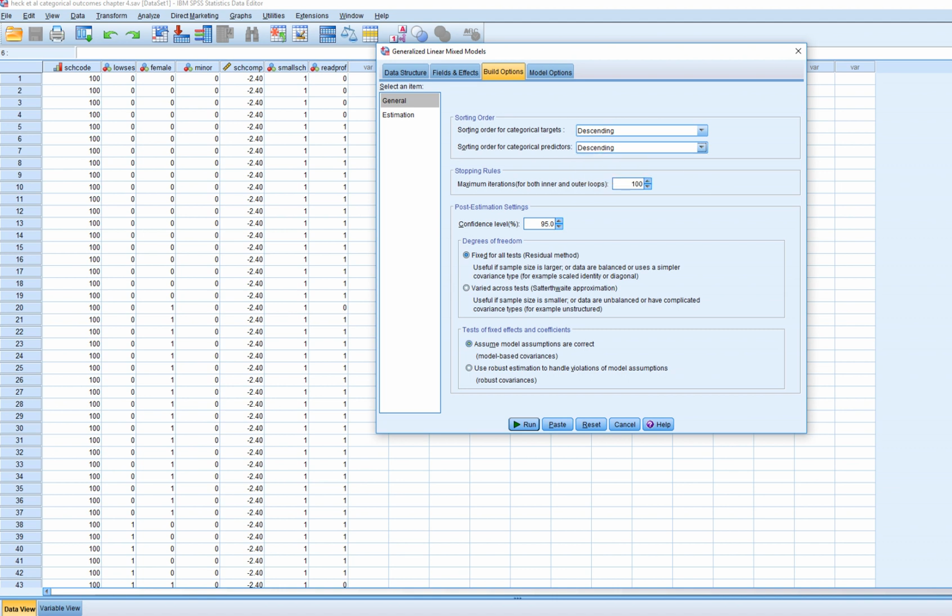For tests of fixed effects and coefficients, just staying true to the presentation in the textbook, I'm going to use the robust estimation to handle violations of model assumptions. All right, so let's run the analysis. I'm going to click on Run.